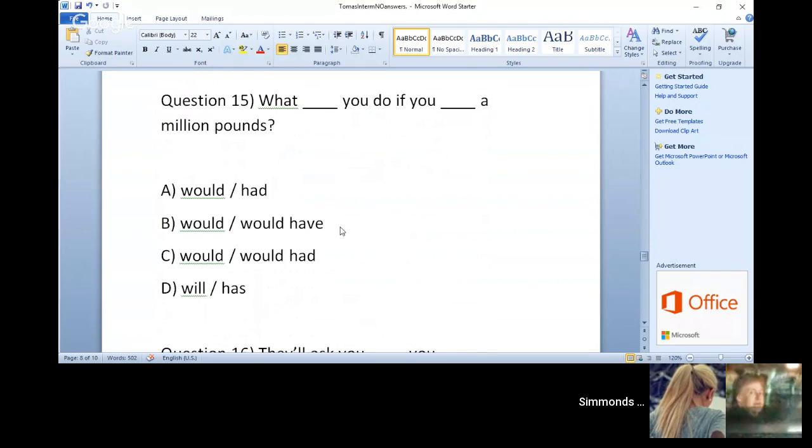And then in this next one in C, would had is impossible. We need to have the base verb, and had is in the past tense, and that's impossible. And will has, we can't use has here because it's you, and with you we use have, with the VE at the end, not the S. So the other ones are just not possible. Are there any other questions or doubts about this? No. Okay.